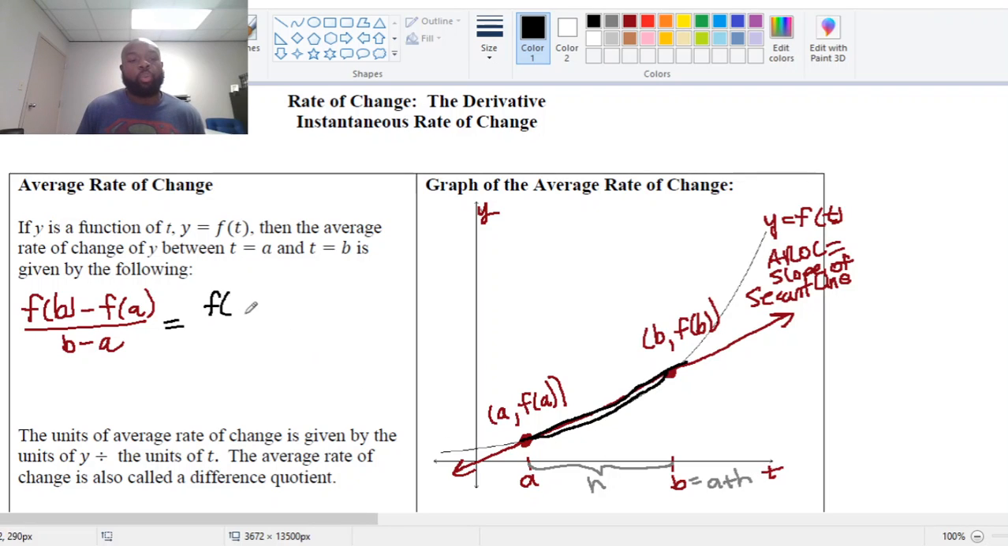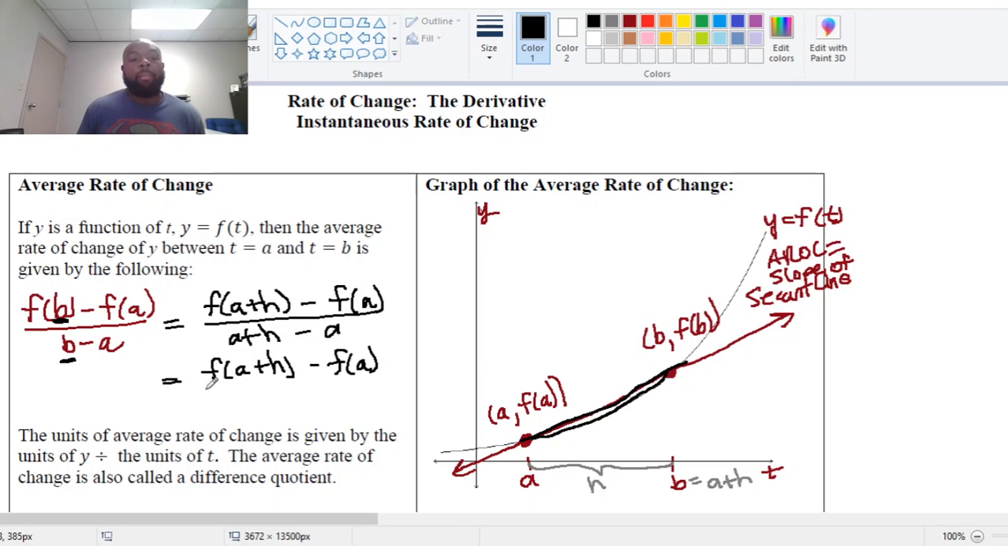And so we can write our difference quotient as f of a plus h minus f of a all over a plus h minus a, because I replaced the b here with a plus h and here with a plus h. Now, when I do that, that denominator becomes very simple. My numerator stays the same, but in my denominator, those a's cancel, and I have h. This is the difference quotient that you may remember from any algebra-based classes you may have had before. But this is what we're going to use in order to get instantaneous rate of change.